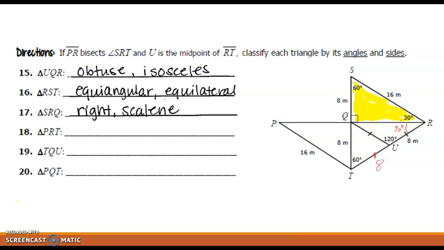Okay, I jumped ahead on this next one here. I went ahead and pushed the button too quickly, but that's okay. Because we've got SRQ, and then we notice that that's a right angle in there, so that's going to be a right scalene triangle because one's 90 degrees, one's 60 degrees, one's 30 degrees. So that means all the sides are going to be different. You've got 8 meters here and 16 meters here. And you don't know how long that one is, but it doesn't matter because the angles are unequal, so that means the sides are going to be unequal. Okay, try the next 3 on your own.